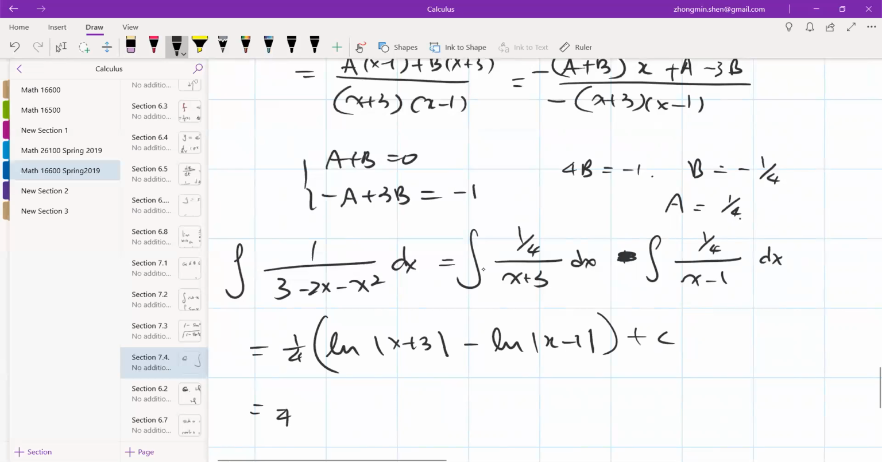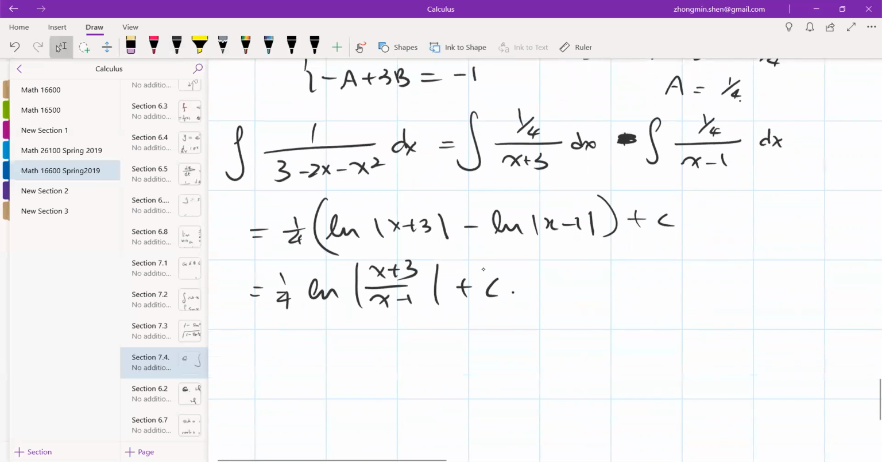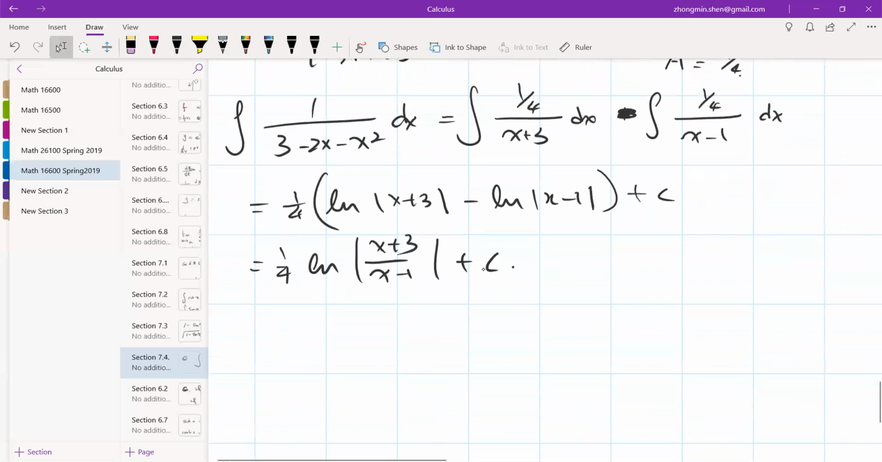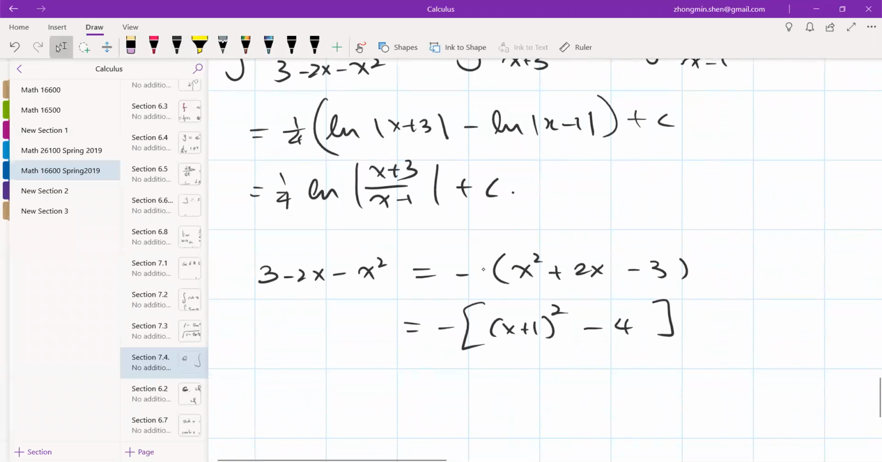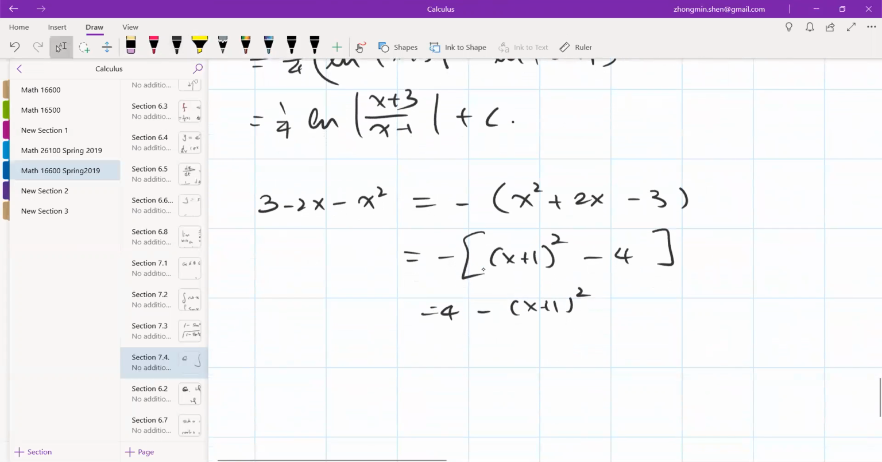Then you can also put them together. Another way to do it is you still express the denominator in the standard form. It's negative x squared minus 2x plus 3, right? But that's not the standard form. The standard form is negative (x plus 1) squared plus 4. If you're able to get this, it is going to be 4 minus (x plus 1) squared.